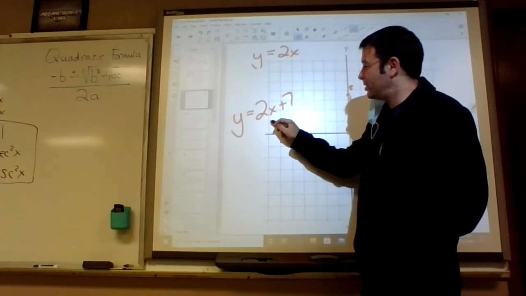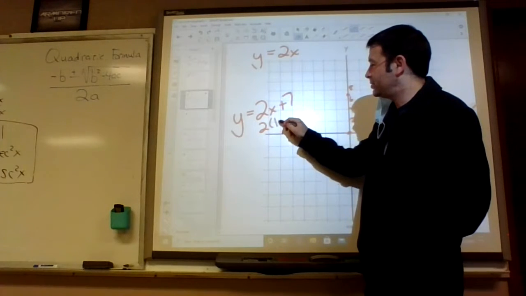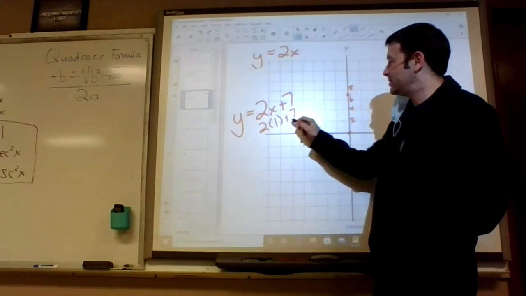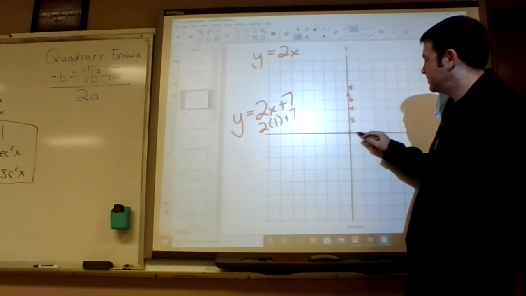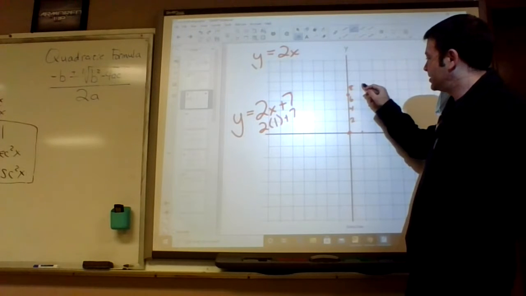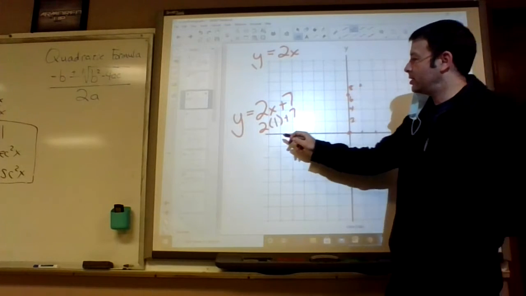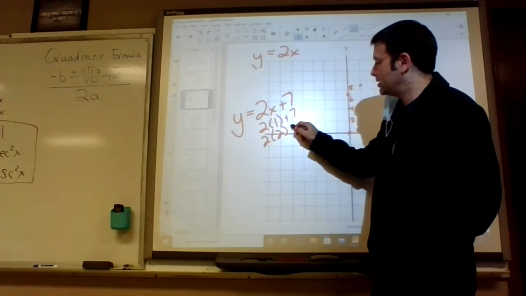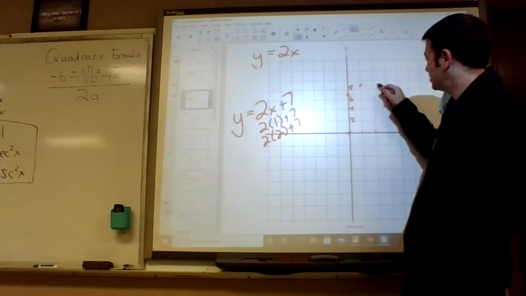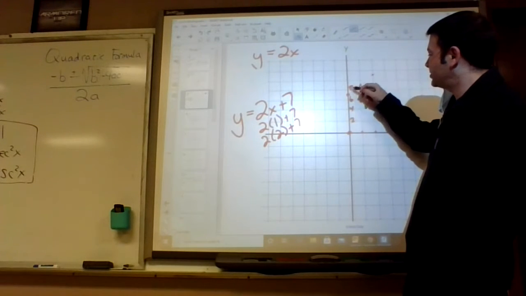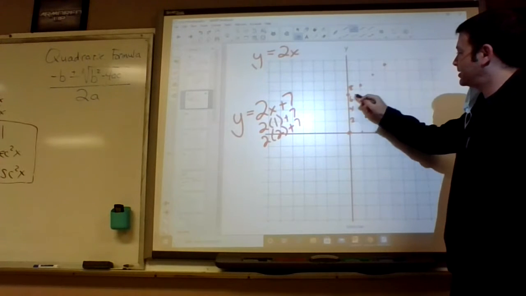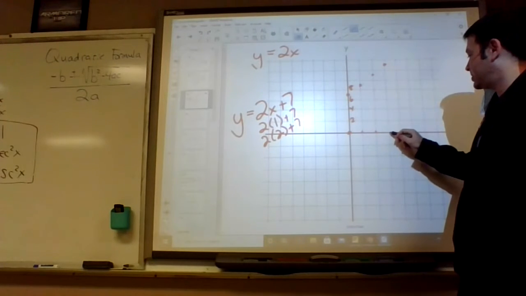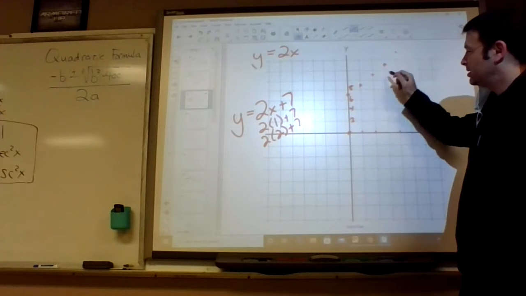After 1 year, you'll have 2 times 1 plus 7, which is 9. So after the first year, it's going to go up to 9. After the second year, it's going to go up to 11. So that's way up here. I'm counting by 2, so it doesn't look right. Anyway, I keep going, and it'll look like that. By your senior year, which would be right here, you'll be up here.